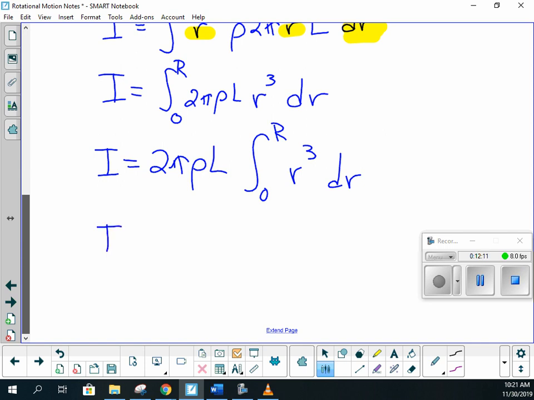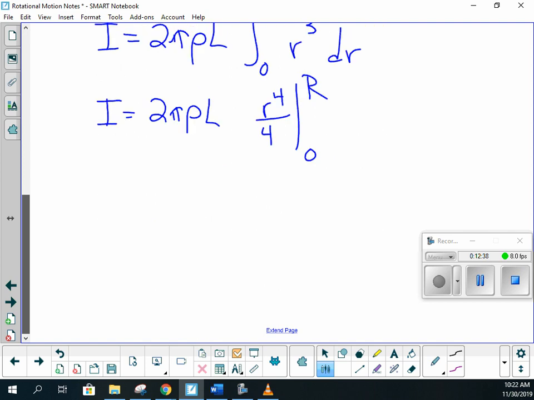So we are going to keep our constants out front, and we will have r to the 4th. So we add 1, but we have to divide that by 4, because we know that when we take the derivative of r to the 4th over 4, that derivative has to be r cubed. And then we are going to evaluate that function from 0 to a capital R. That's where our limits of integration come in.